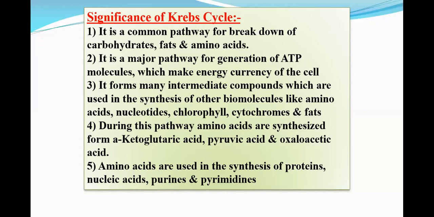Not only that, during the Krebs cycle, amino acid can be synthesized directly from alpha ketoglutaric acid containing 5 carbon, pyruvic acid containing 3 carbon, and oxaloacetic acid containing 4 carbon. So 3 carbon pyruvic acid, 4 carbon oxaloacetic acid, and 5 carbon alpha ketoglutaric acid can be directly used for synthesis of amino acids. Now these amino acids will be further used in the synthesis of proteins or even the nucleic acid, then the nitrogen bases that we know, purines and pyrimidines. So many intermediate compounds can be produced from this Krebs cycle product.